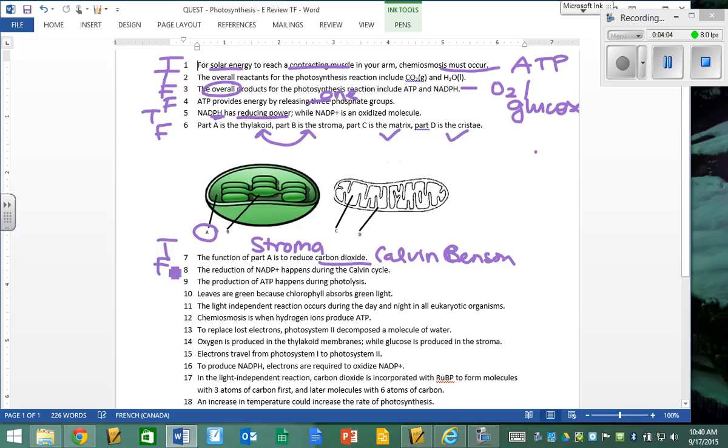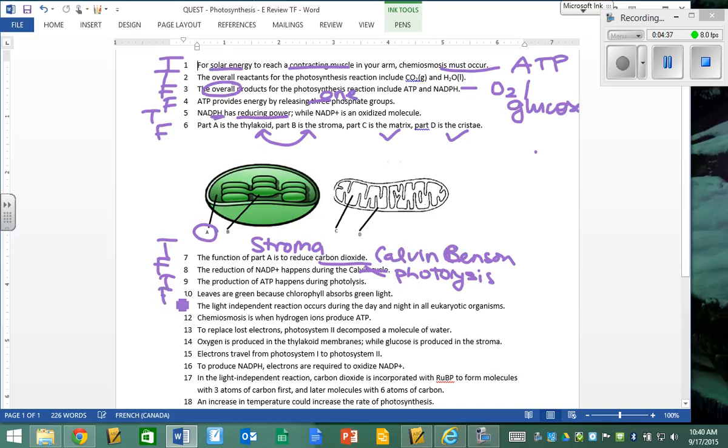Number 8 is false. The reduction of NADP positive doesn't happen during the Calvin cycle. It happens during photolysis, or the light reaction, the first part. Does anyone have any questions so far that they want to ask? Number 9 is true. I make ATP in photolysis so that I can use it in the Calvin-Benson cycle.